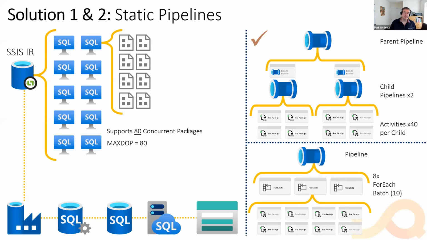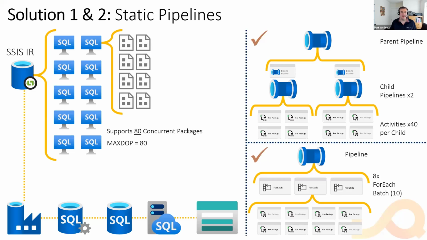Or we could say, I'm going to have a single pipeline with some for each activities in there, maybe 8 of them, and then each for each activity is responsible for running 10 packages in a batch of 10. And yeah, sure, we could do that. That would work as well. But a bronze tick, still not ideal. And hopefully, this is where I'm making the point that we need to think about scaling out.